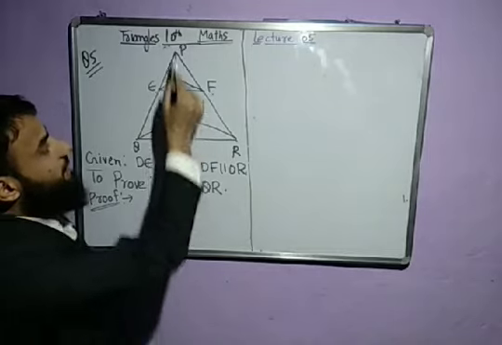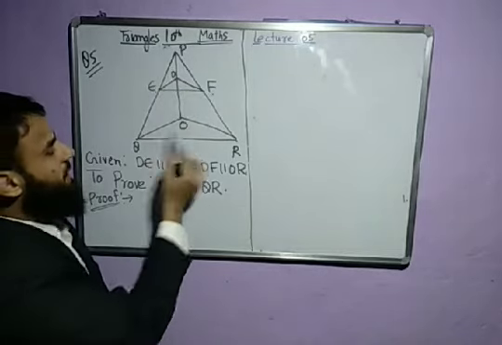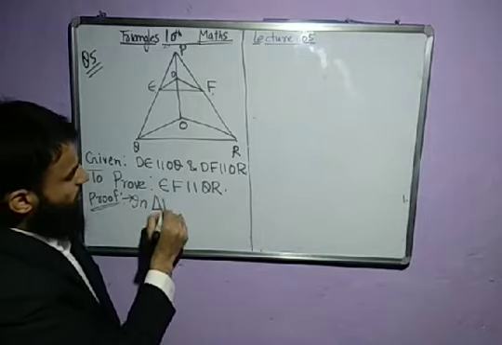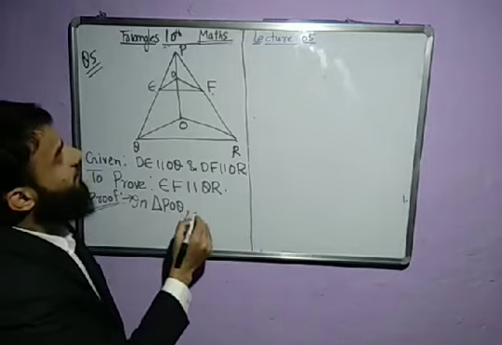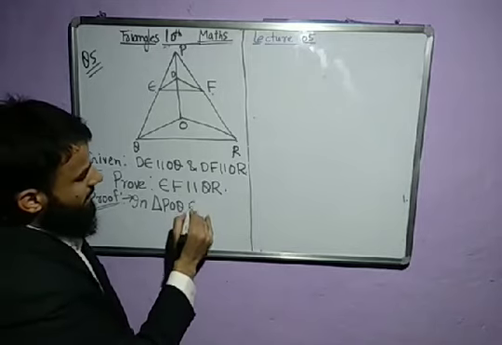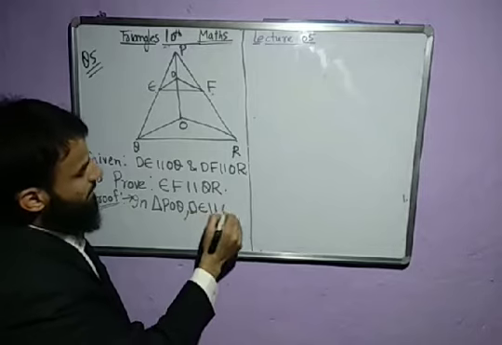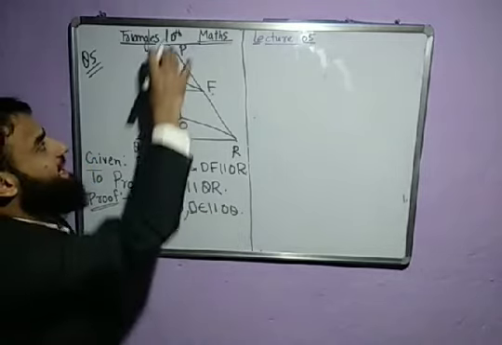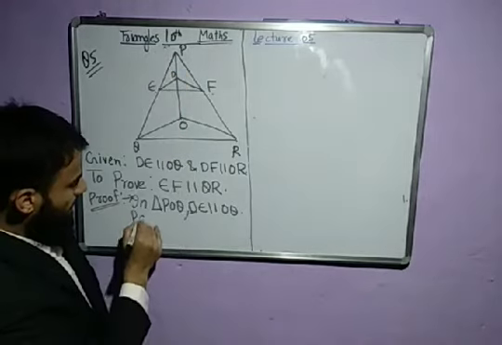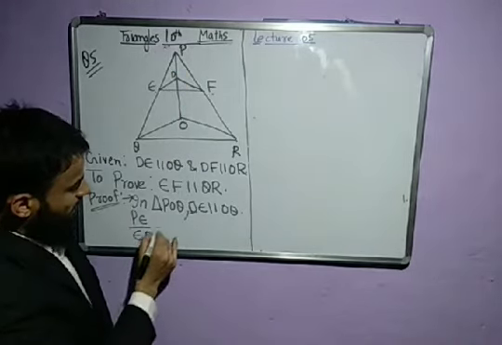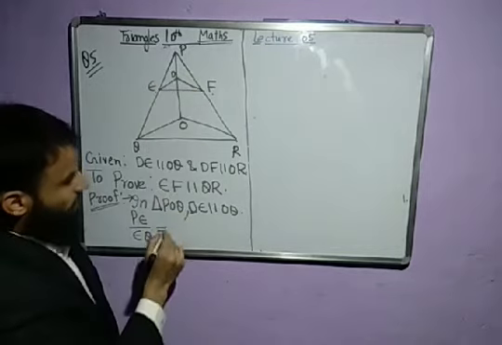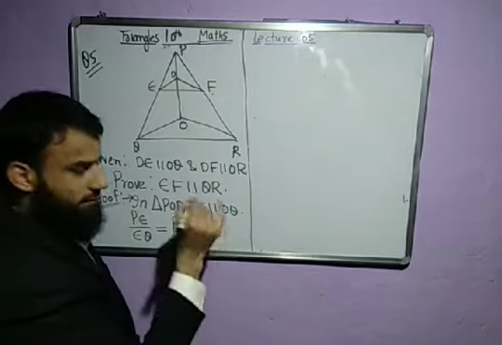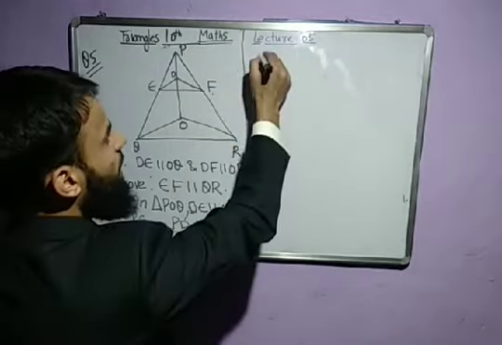We'll take first the triangle POQ. Why? Because DE is parallel to OQ. So in triangle POQ, DE is parallel to OQ because it is given. So I can use the BPT, and when I use the BPT, I will get PE divided by EQ equal to PD divided by DO. Keep it equation 1. Now I will take the triangle POR.